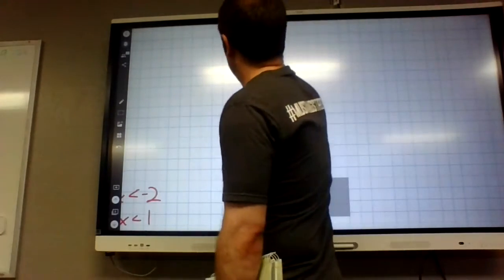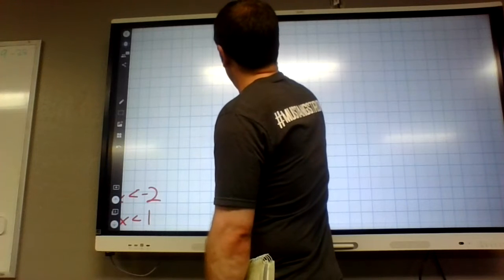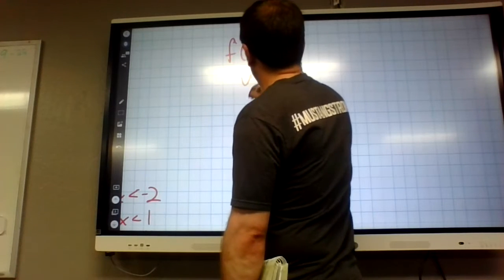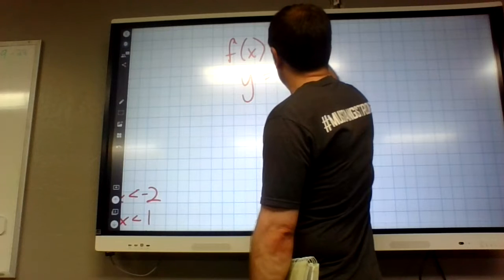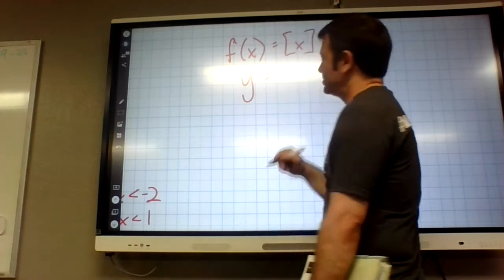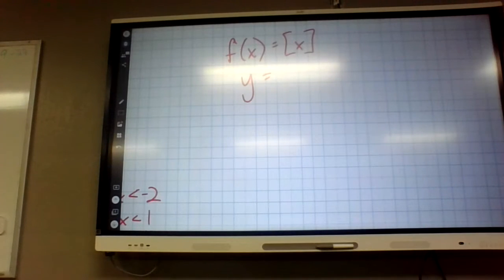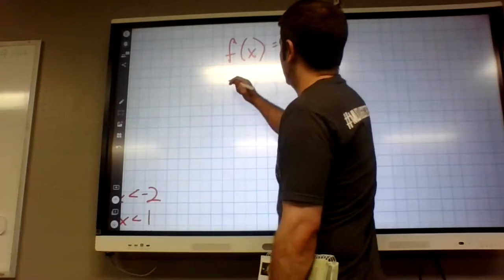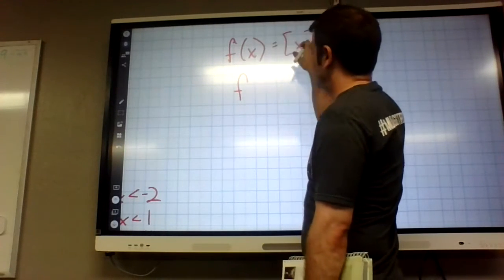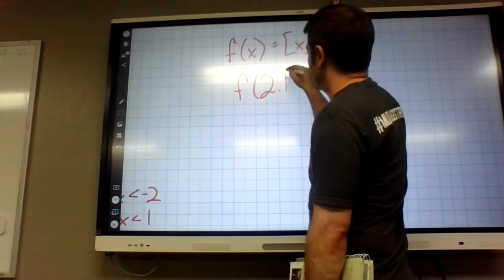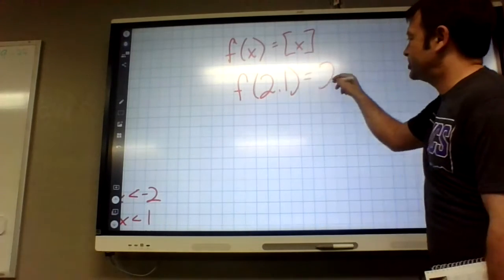And they call it the greatest integer function. I can't remember if they jump back and forth between f of x equals and y equals. It looks like that with little brackets around it. It's called the greatest integer function. All it does is it rounds whatever you put into it down to the next lowest integer below it. So for example, what is f of 2.1 going to be? That would just be 2.